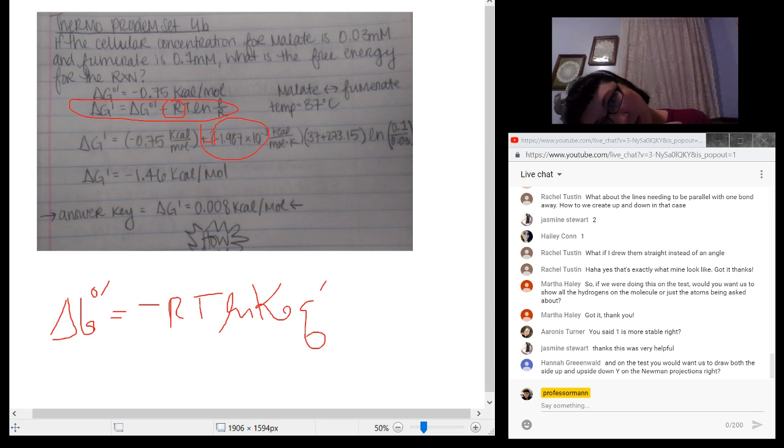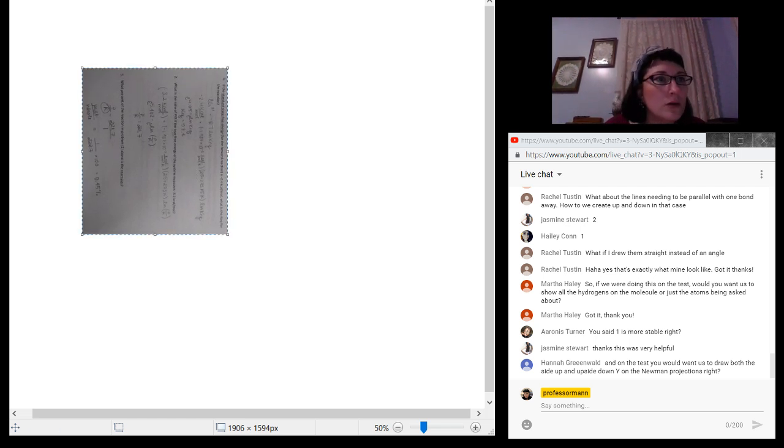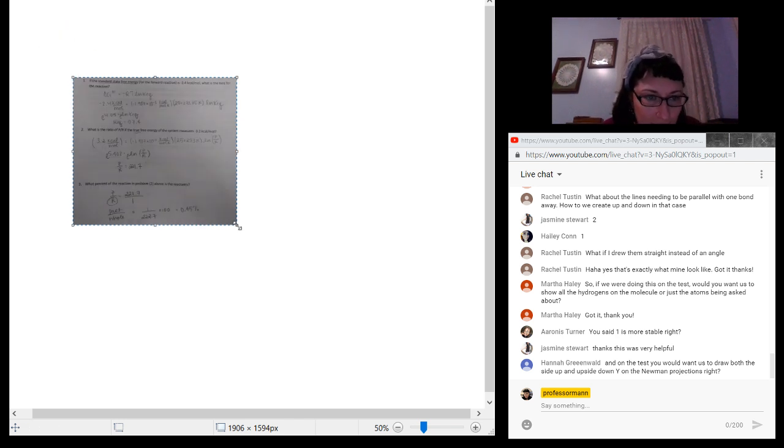And then number 1, the standard state free energy. Let me do this again. There's got to be an easier way to do this. But if there is, I don't know it right now.